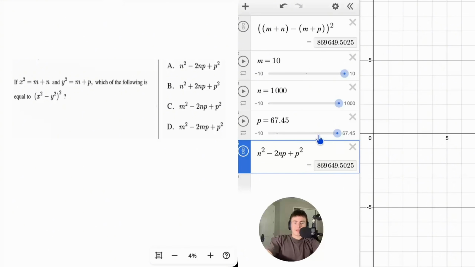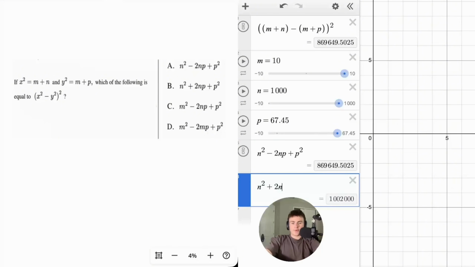Is this the same number? It is. So the answer is immediately A, but let me double check to make sure I didn't mess something up. Plus 2np plus p squared. Is this the same? No, not even close. Not B. And then C is this, 2np plus p squared. Is this the same? Not even close.